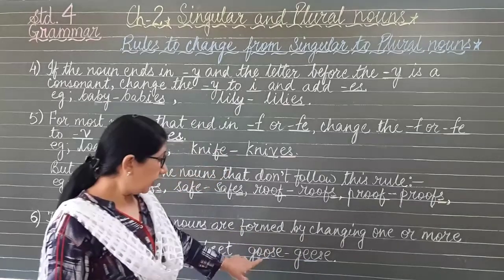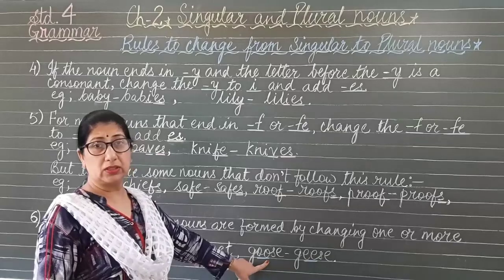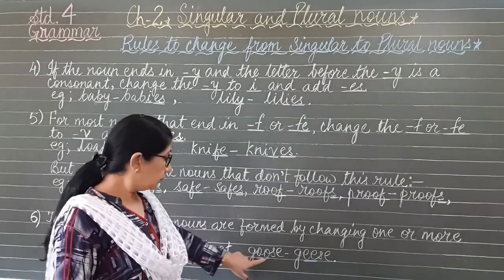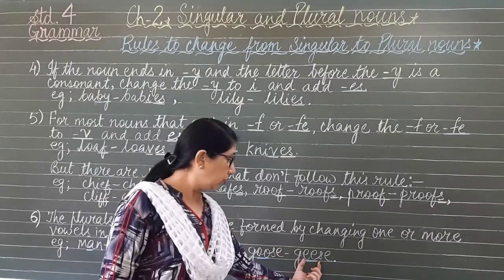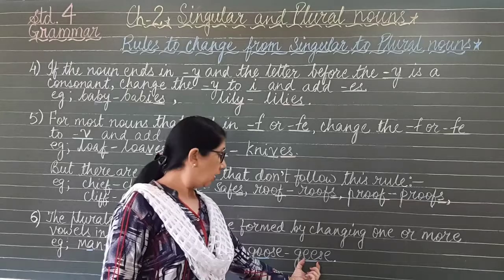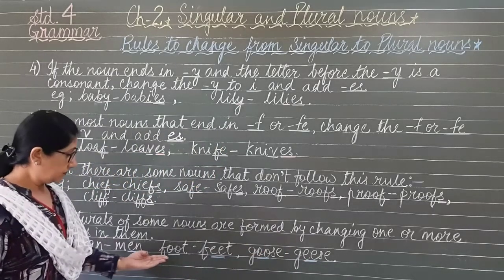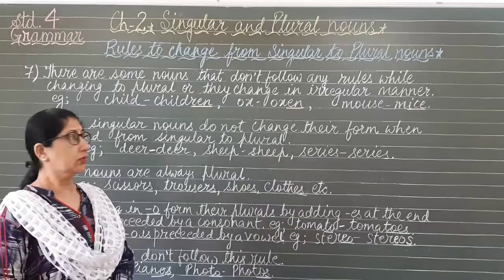Remember children, we have to change the internal vowels, the inner vowels of the word. The last vowel we don't have to change. Goose, geese. Only these two O's will be converted to two E's. So, once again we will repeat: man, men, foot, feet, goose, geese.